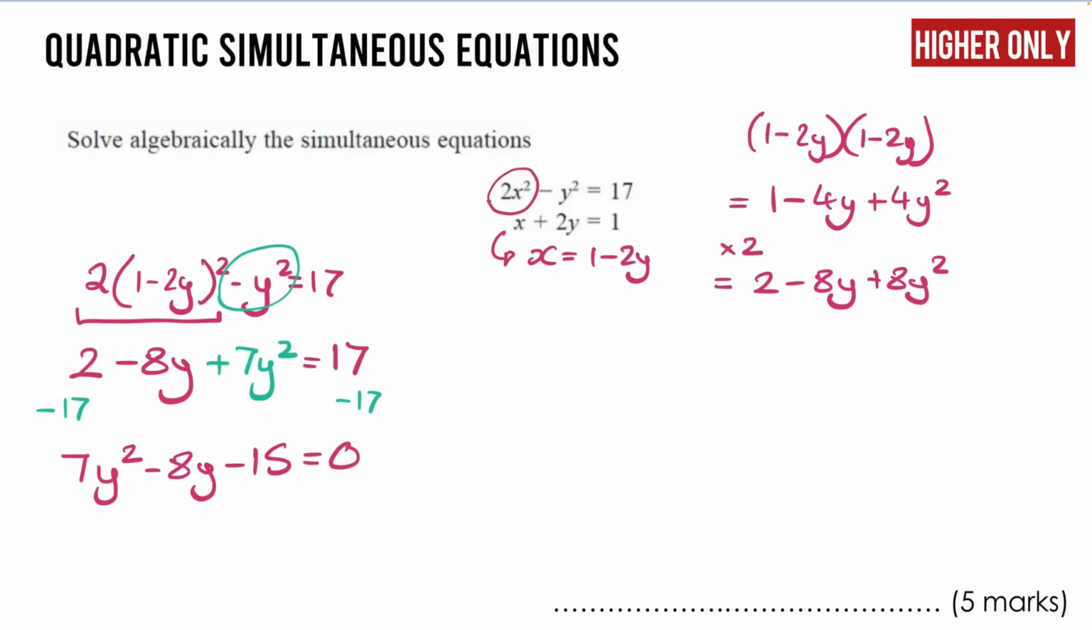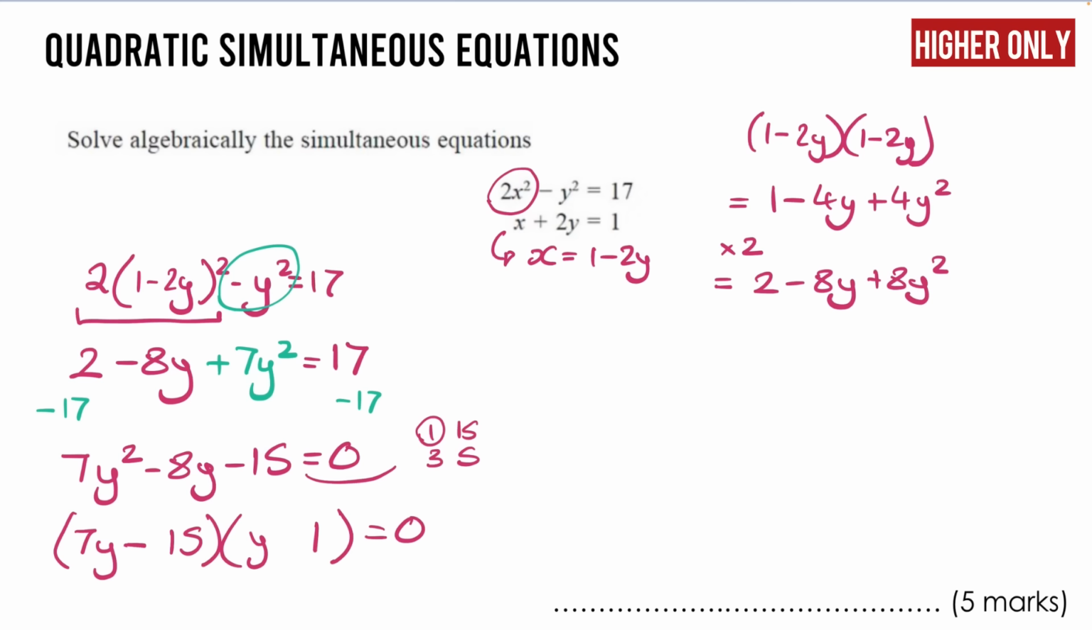Now at this particular stage, if you are using a calculator, then you can just use the quadratic formula. However, you can always see if it factorises. This one here looks like it might factorise, so let's have a look. 15 is 1 and 15, or 3 and 5. Now to make negative 8, we could times the 1 by 7, so we could have the 1 over here, the 15 over here, and we'd want to make minus 15 plus 7, and that would make negative 8. So that gives us two values of y. We have y is equal to 15 over 7, and y is equal to negative 1.